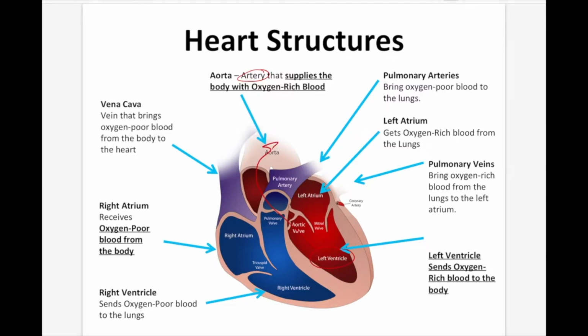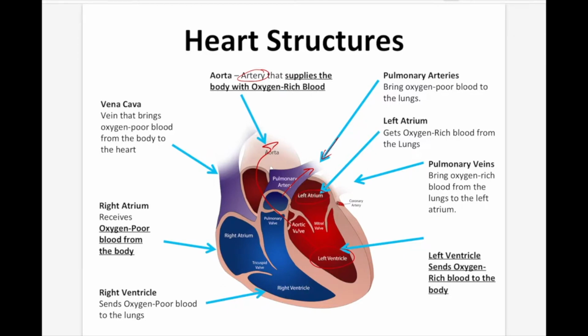The pulmonary arteries right here are going to be those arteries that bring oxygen-poor blood to the lungs. So it's going to be our only set of arteries that have oxygen-poor blood. Now, they're still arteries because they leave the heart. They push blood away from the heart somewhere else. The left atrium gets oxygen-rich blood from the lungs. So after the pulmonary arteries go to the lungs, the blood comes back oxygen-rich and goes into the left atrium. Pulmonary veins bring oxygen-rich blood from the lungs to the left atrium.